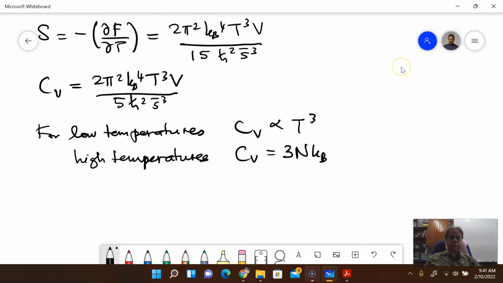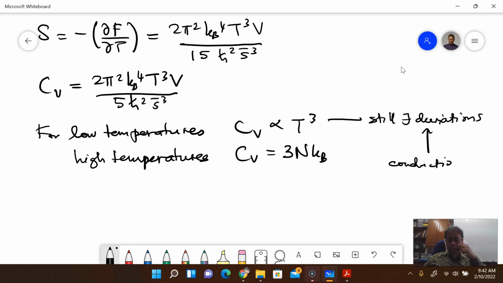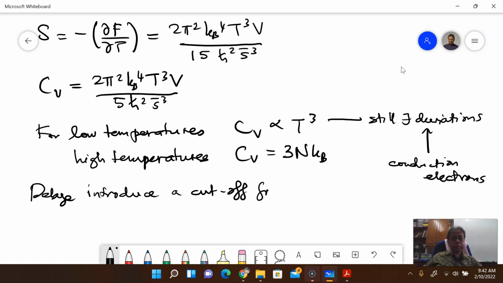There is another deviation at the low temperatures. It says deviations over here, which corresponds to the conduction electrons, which have their own contribution to the heat capacity. So this will have to be treated when you treat electrons as fermions, which I hope to put in another lecture. So let's do one final thing that Debye introduced. Debye introduced a cutoff frequency, called omega D, which is known as the Debye frequency.